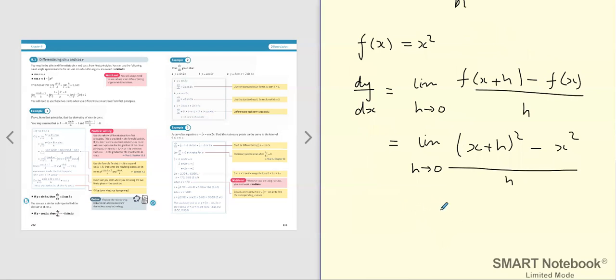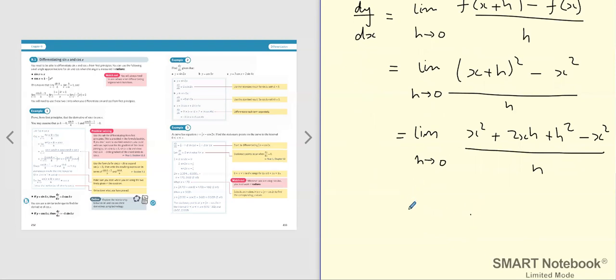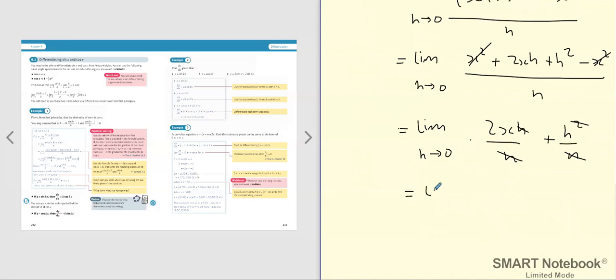And so if I sort this out, I get x squared plus 2xh plus h squared minus x squared, all over h. And so the limit here as h tends to 0. If I simplify this, this and this cross out. I've got 2xh over h plus h squared over h. This crosses out with this. This crosses out with this. And so I'm taking the limit as h tends to 0 of 2x plus h.